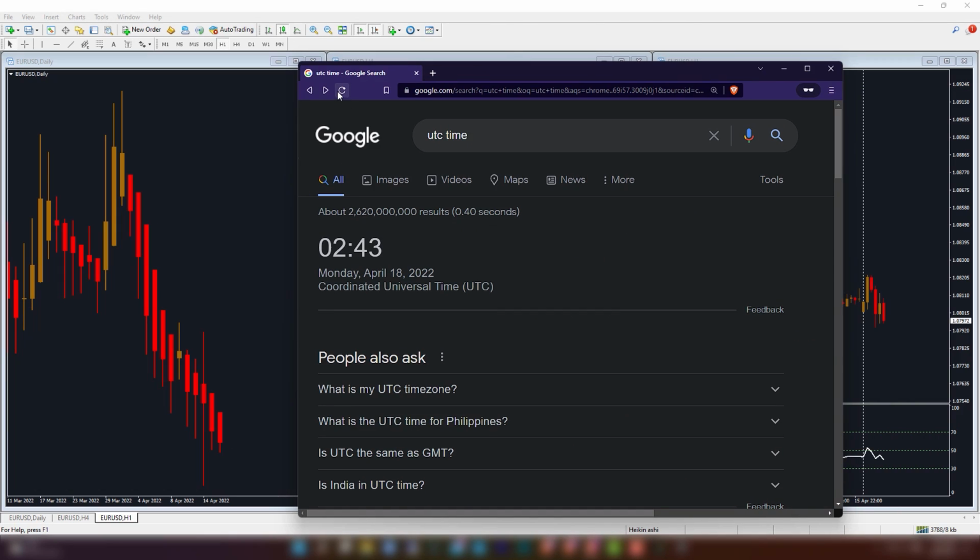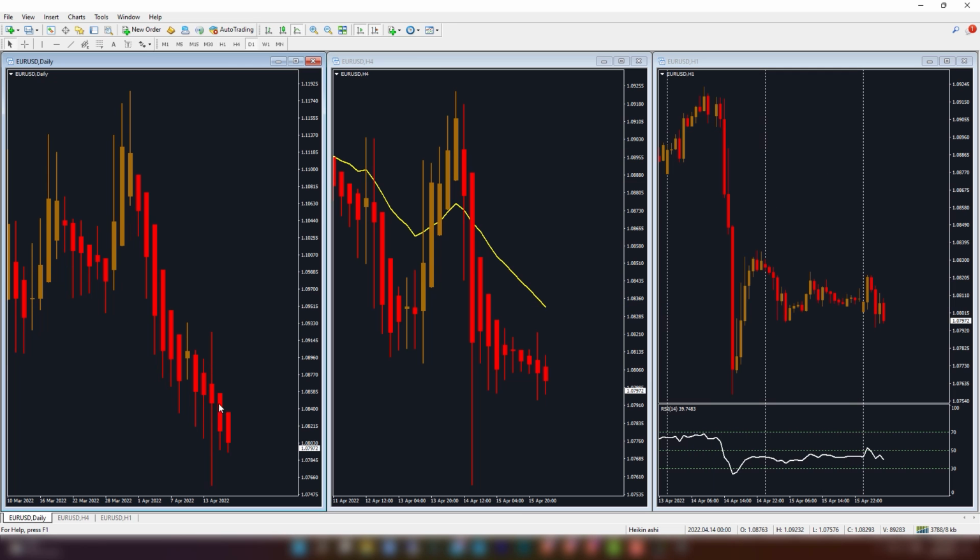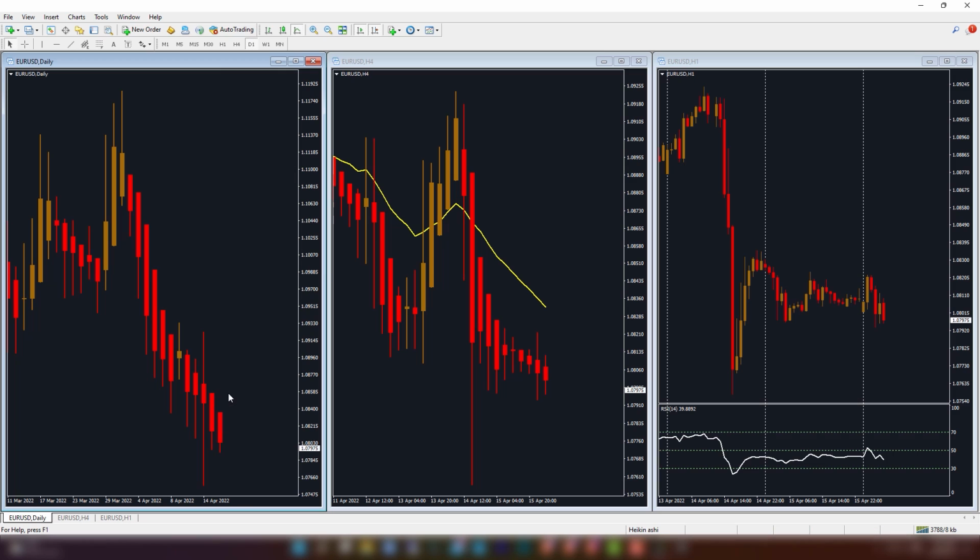Today is April 18th, 2:43 am, 5 AM my broker time. The first 4-hour candle is closed, now I'm looking for a trade. Yesterday's daily candle is bearish, so the daily time frame confirmed the signal.